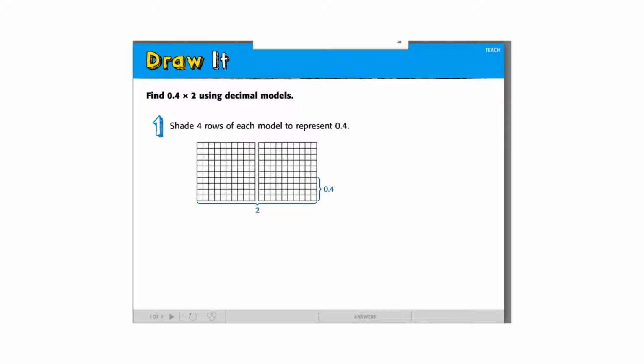So I'm going to shade 4 rows of each model to represent 4 tenths. They're doing it horizontally this way. 4 tenths looks like this. So I'm shading in 4 tenths. That's 4 tenths once. This would be 4 tenths twice.